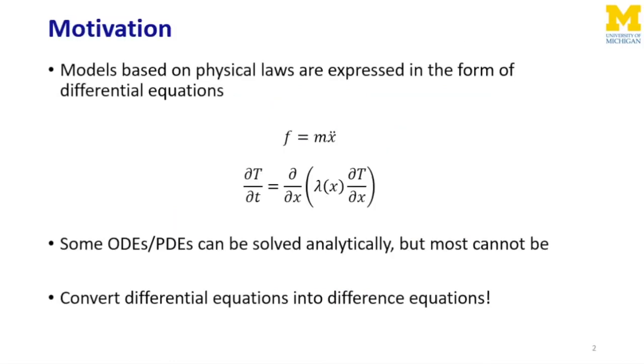Okay, so let me start with the reason why we want to convert continuous time systems to discrete time systems. As you must have seen in your high school and undergraduate classes, most models of real-world systems are expressed in the form of differential equations. For example, this second-order differential equation describes the motion of rigid bodies. So if you're modeling the motion of a spacecraft, this is the equation you're going to be solving.